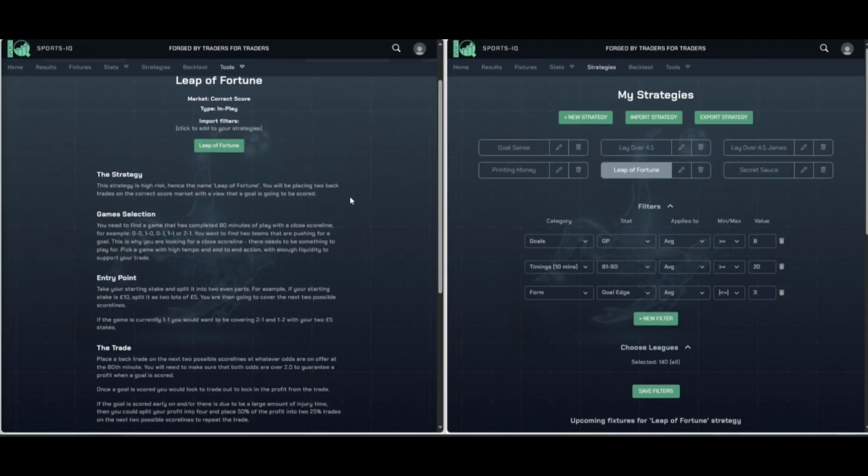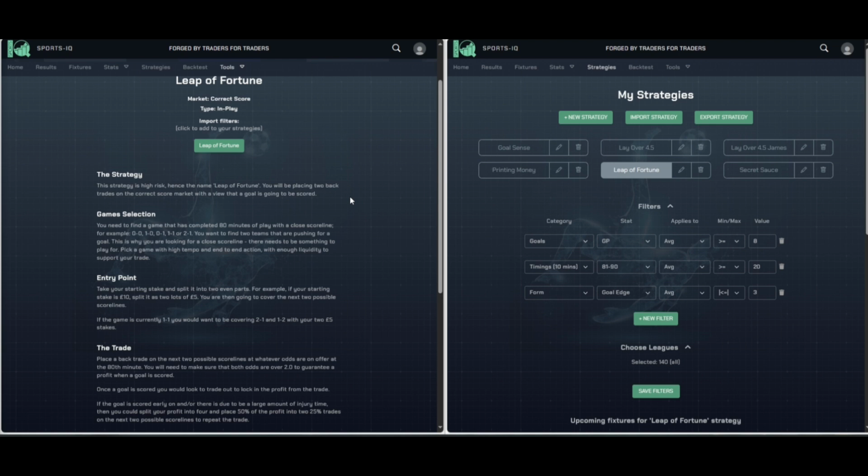First up, let's quickly run through the strategy. We will be placing two backed bet trades on the next two possible scorelines, looking for a goal to be scored at odds on offer at the 80th minute. You need to find a game that's completed 80 minutes of play with a close scoreline. For example, 0-0, 1-0, 0-1, 1-1, 2-1, etc.